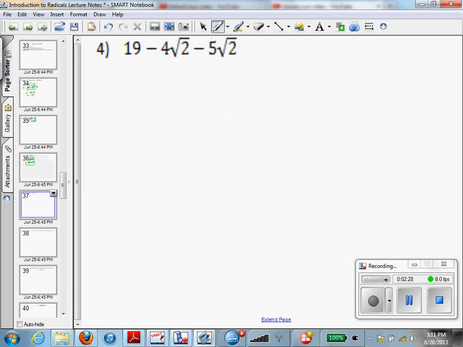Okay, looking at number 4, we can see that 19 minus 4 square root of 2 minus 5 square root of 2. If you look, these two share the same square root of 2, so we can just bring the 19 down and have our square root in the answer, so that stays the same. So we have minus 4, minus 5, or just a minus 9 as our answer.